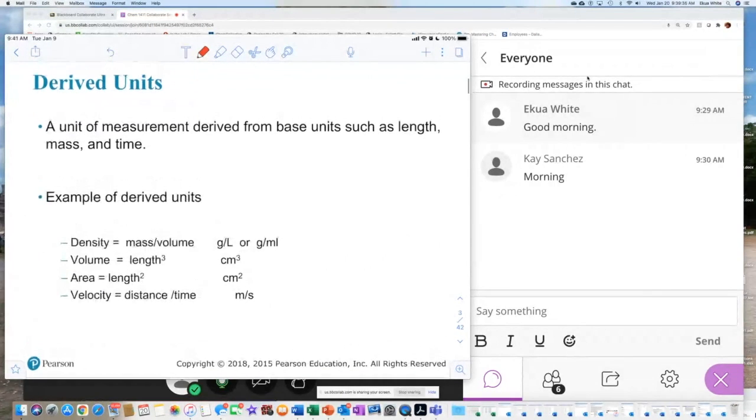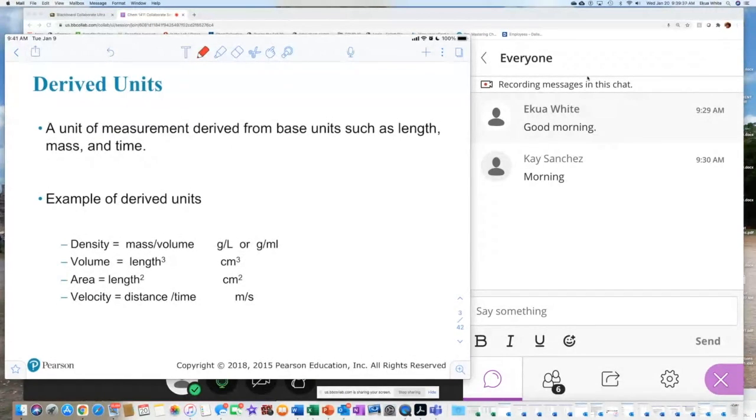So they give you, once again, derived units here. And remember, with derived units, you have different combinations of length, mass, and time. So we have examples here: density, volume, area, velocity. We will not be dealing with velocity a lot. We're not in a physics class, but you want to be aware that that does exist.